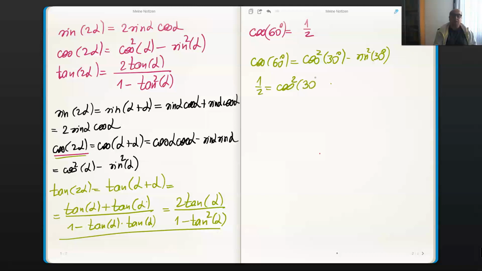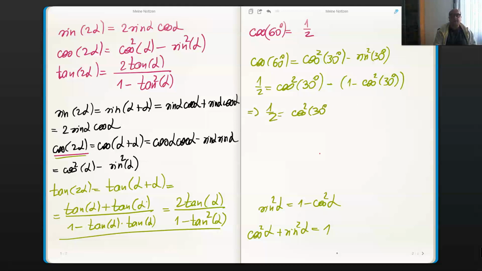squared of 30. And if you remember, cosine squared alpha plus sine squared alpha, as I mentioned, is 1. So basically sine squared of alpha is 1 minus cosine squared of alpha. So I'm having minus, instead of sine squared, I'm just writing 1 minus cosine squared of 30 degrees. So that means a half is equal to cosine squared of 30 minus 1. And now you see we have plus cosine squared of 30. So bringing 1 to the left-hand side is going to be 3 halves equals 2 cosine squared of 30. We're dividing it by 2, and that's going to be 3/4 equals cosine squared of 30.